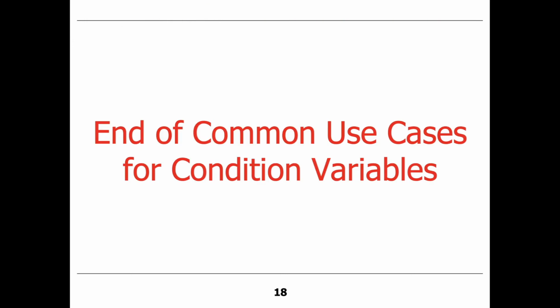So that's the end of our discussion of common use cases for condition variables. We will look at a specific use case involving array blocking queue here shortly before the end of the day, but I'm just giving you the heads up that you don't usually program to condition objects directly, but you abstract them and hide them behind other higher level abstractions.